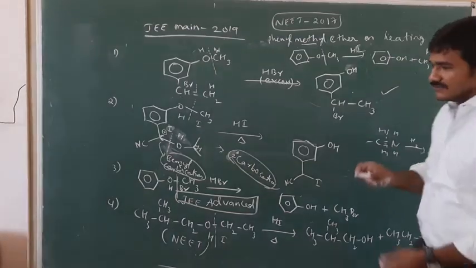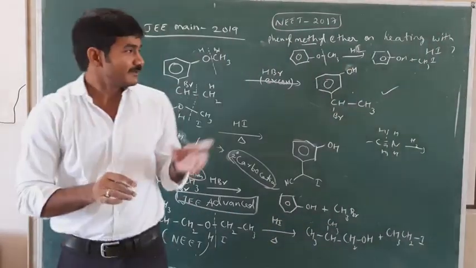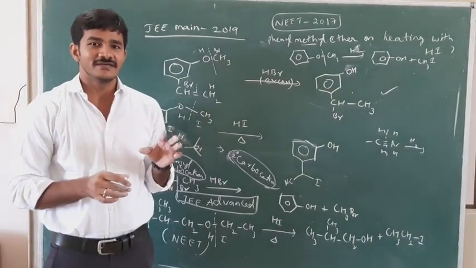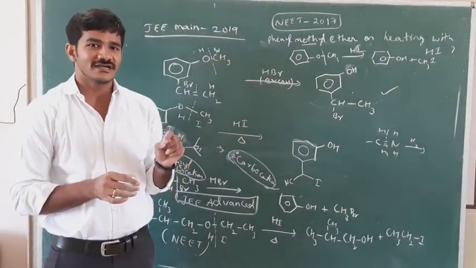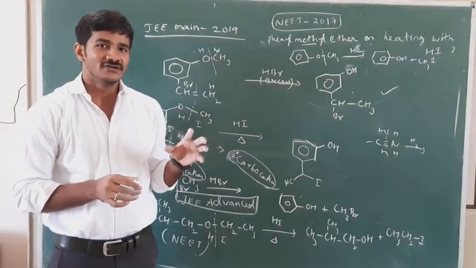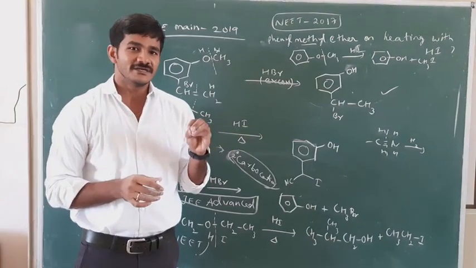So that's all for today, the breaking of the C-O bond by HI and HBr. Remember, HI and HBr are strong acids compared to HF and HCl. So that's why we use HBr and HI.